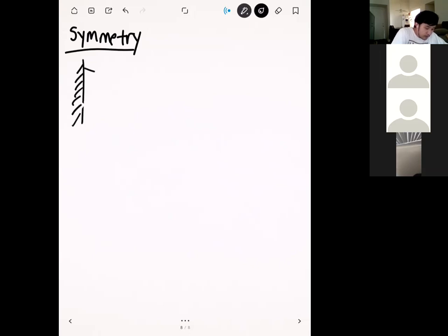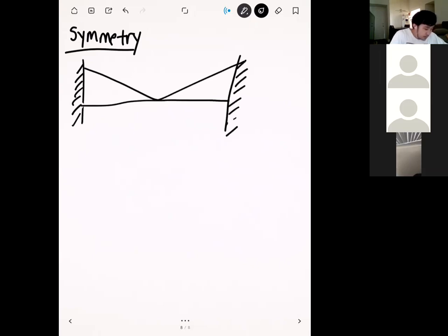Say we had a structure that looks like this. It's a 4-element system. Let's say we have element A, element B, element C, element D, and we have nodes 1, 2, 3, 4, and 5. So we have 4 elements and 5 nodes. This is a relatively complex structure.